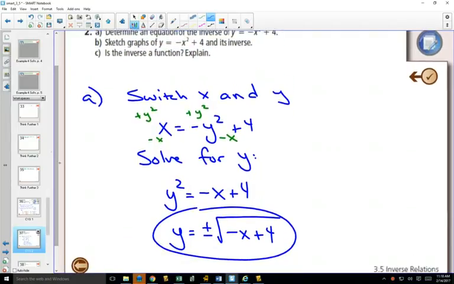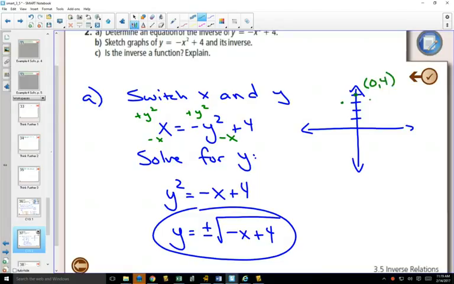Sketch the graphs of both of them. So now we're going to use some of our skills with our transformations unit. And how do we graph negative x squared plus 4? What would the negative do to our parabola? Flip it down. What would the plus 4 do? Move it up 4. So our parabola is going to have a vertex at 0, 4, and go down like that.